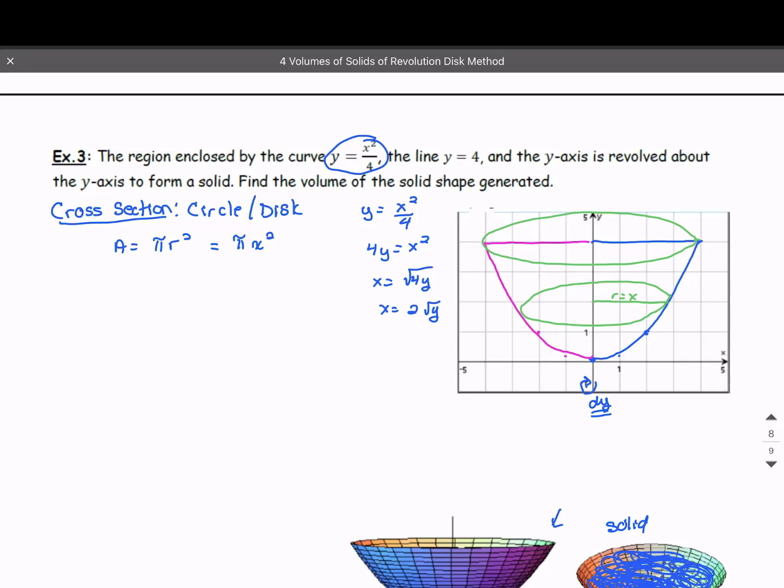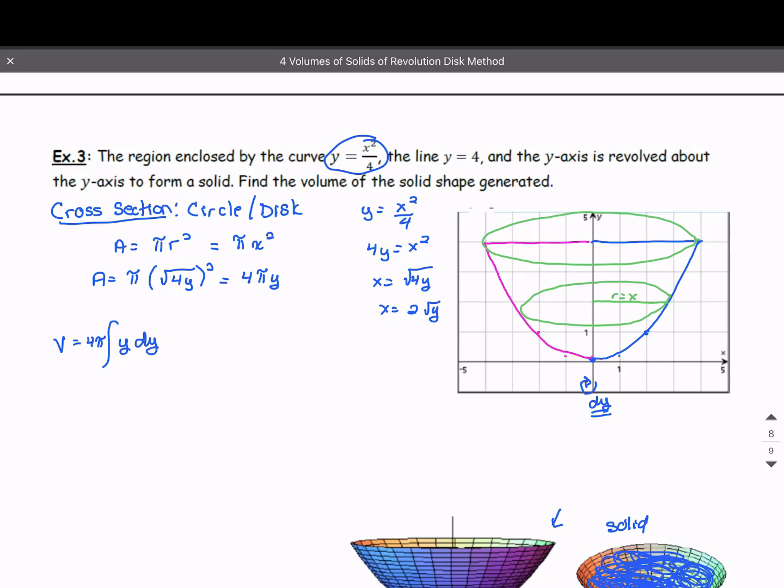That's the same thing. Doesn't matter which way you write it, because now we're going to put it in the area formula. Pi times our radius, the square root of 4y squared, which is going to give us 4 pi times y. Now we're ready to do our volume. Our volume is the integral of our area, 4 pi y. I put the constant 4 pi outside. We're doing this with respect to y.